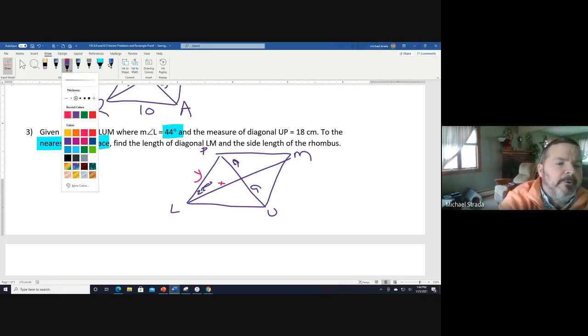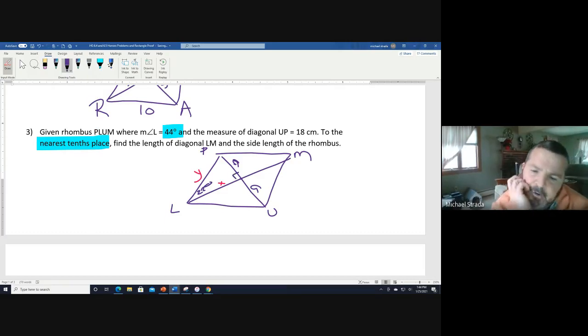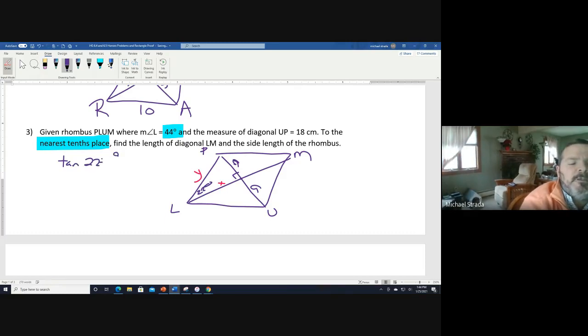And we're going to remember that this is a right angle always in a rhombus. Okay. So X is the adjacent, 9 is the opposite. That's tangent. So tangent of 22 equals 9 over X. Tangent 22 equals 9 over X.